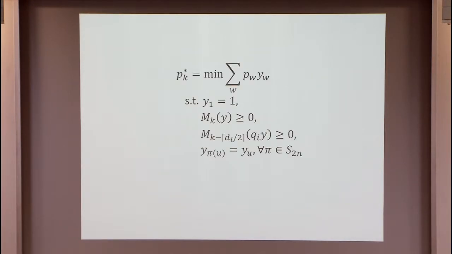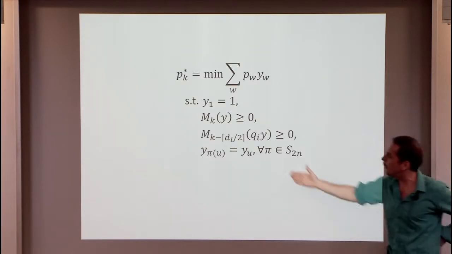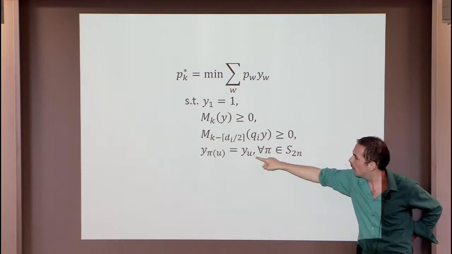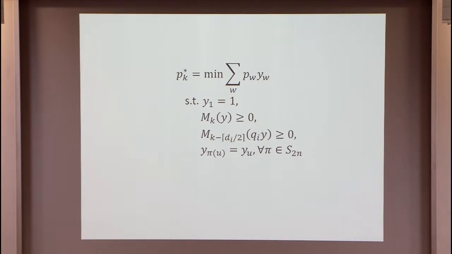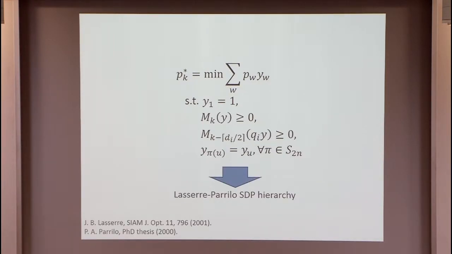And then if you apply the hierarchy that I put, you have to add this extra condition, namely that moments regarding the same word with the letters permuted are the same. And then you end up with the Lasserre-Parrilo hierarchy for polynomial minimization.